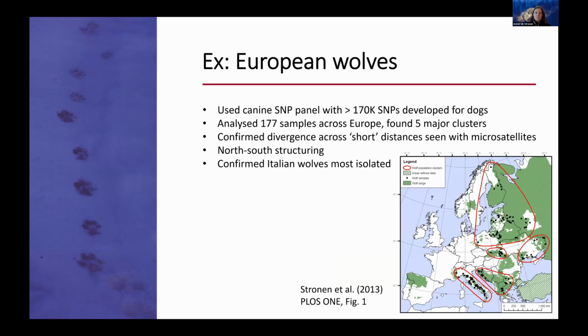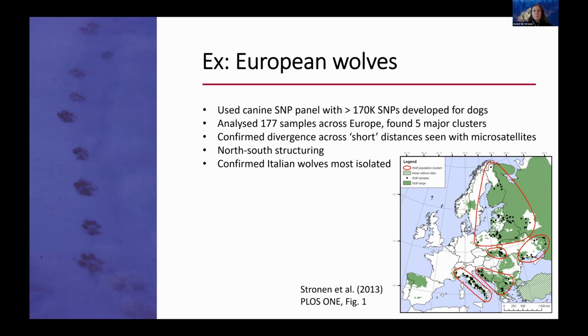An example I want to show is a study we did on European wolves, and here we combined data developed by different labs. We used the canine SNP panel with 170,000 SNPs that was developed for domestic dogs and analyzed 177 samples across Europe. And we found 5 major clusters as shown here on this map.